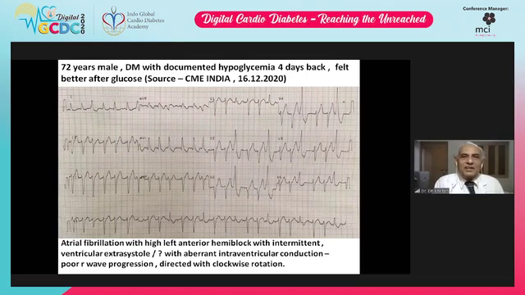Recently, I have come to see this ECG. This ECG is of a 72-year-old male diabetic patient with documented hypoglycemia just 4 days back, and he felt better after oral glucose intake. This ECG shows atrial fibrillation with left anterior fascicular block with intermittent ventricular extrasystoles, possibly with aberrant conduction, poor R wave progression, and clockwise rotation.